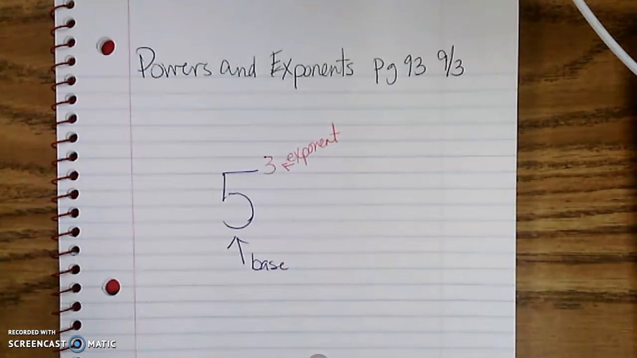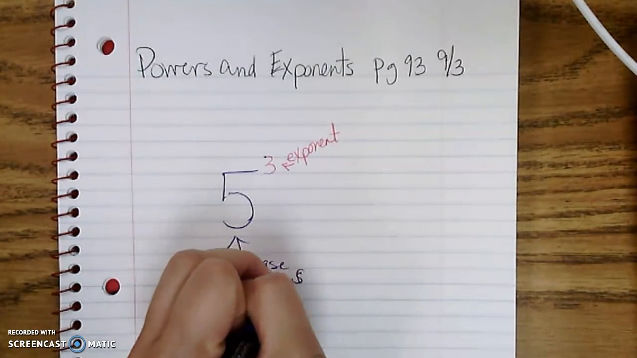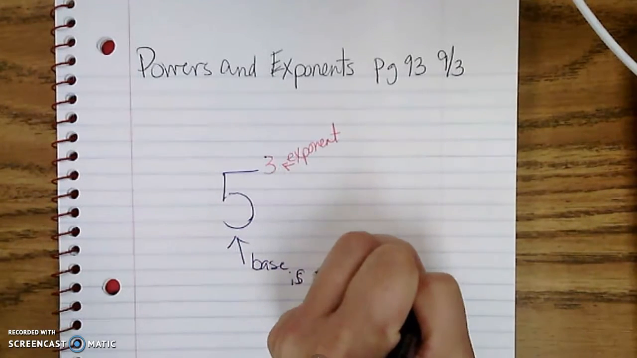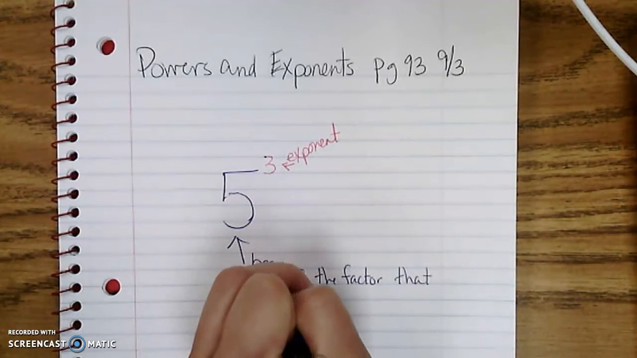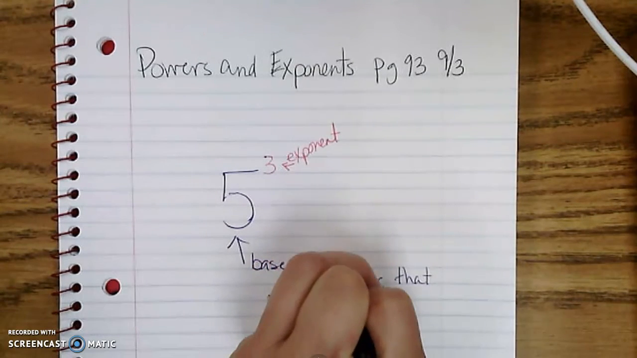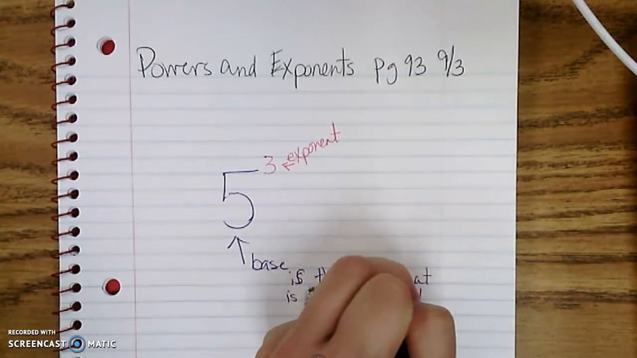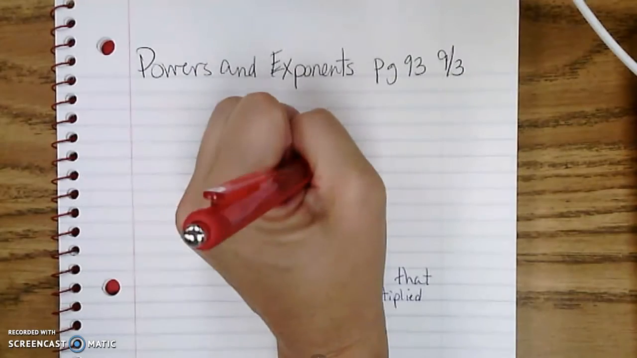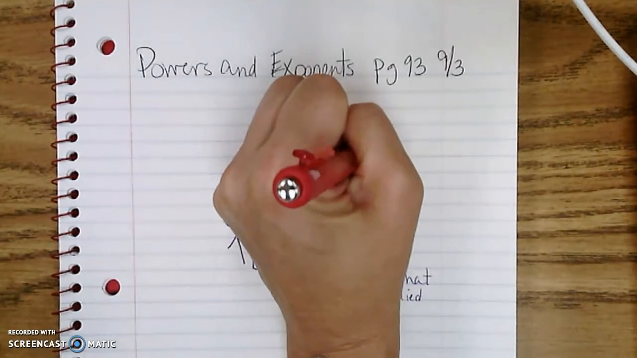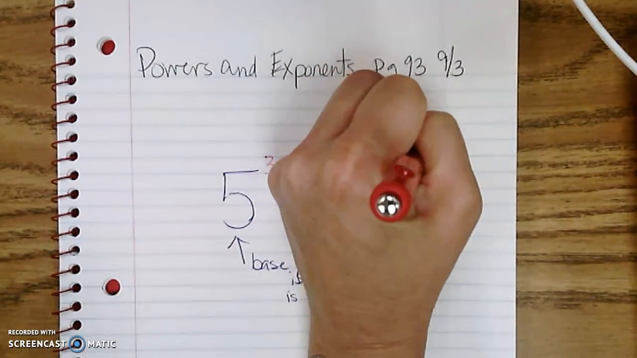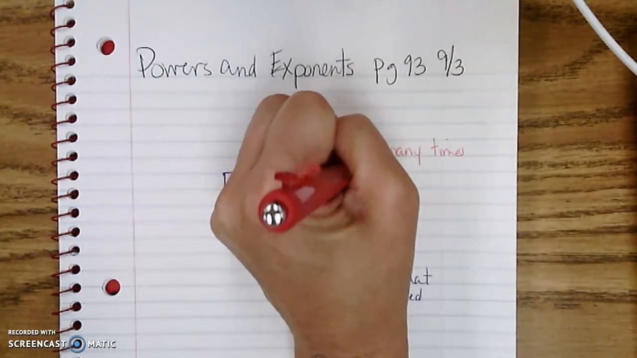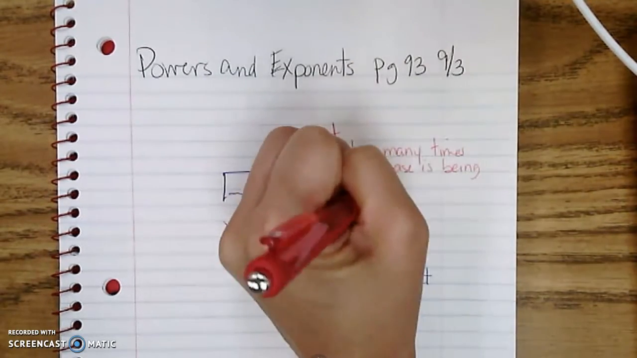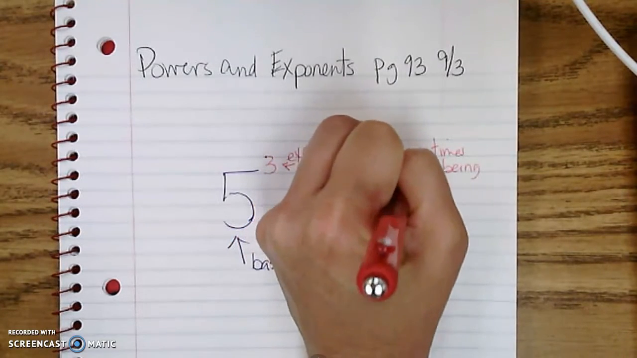Basically the base is the factor that is being multiplied, and the exponent is how many times the base is being multiplied. So let me give you an example of that.